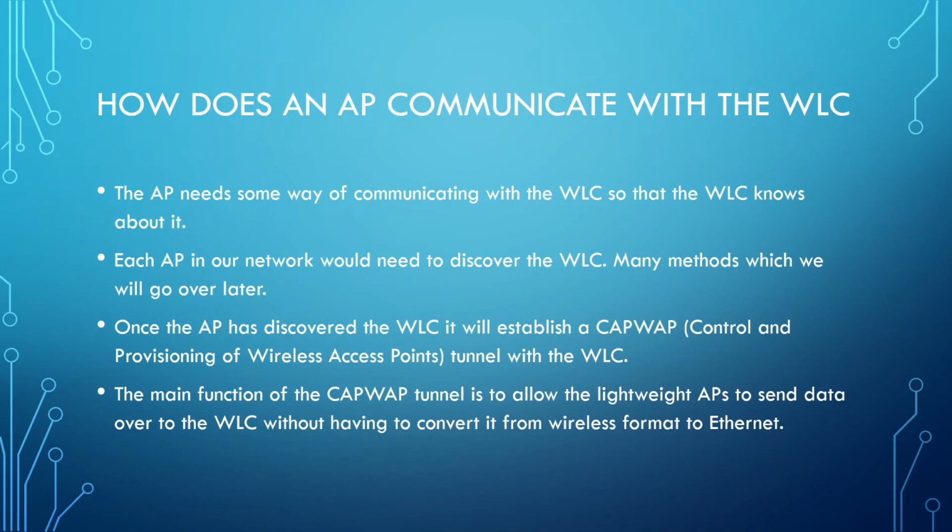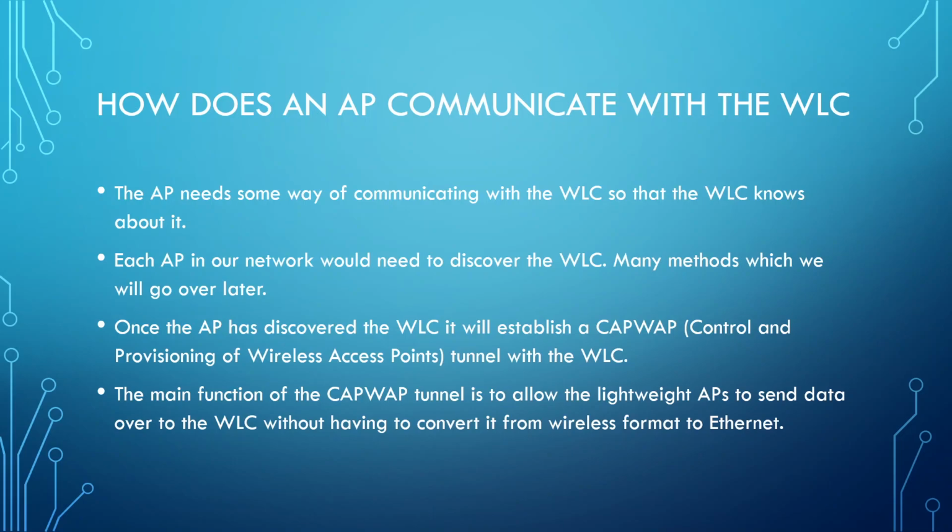There are 4 methods. It can be a broadcast message. If the wireless LAN controller resides in a different network, then we can use what we call an IP helper address, which is used for DHCP relay. It can be learned through a DHCP option, and it can be learned through a DNS lookup. A DNS lookup is what resolves host names into IP addresses. Again, we'll dissect that in a different video.